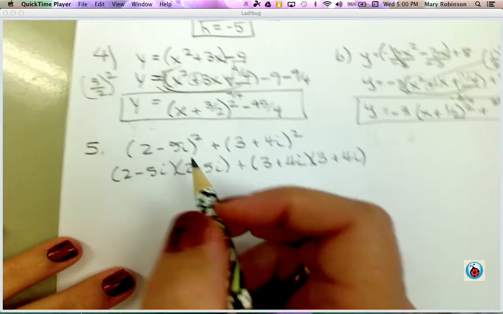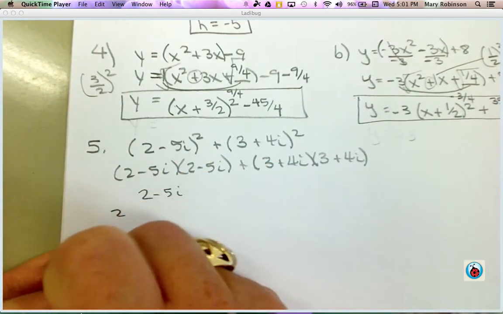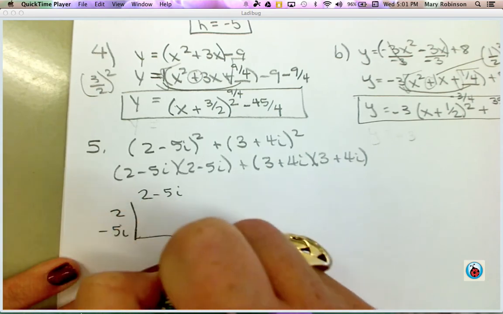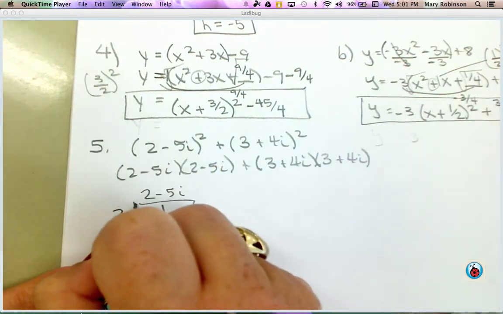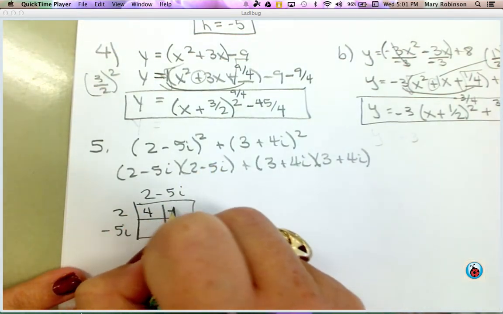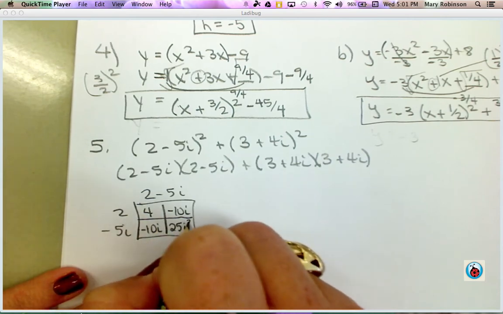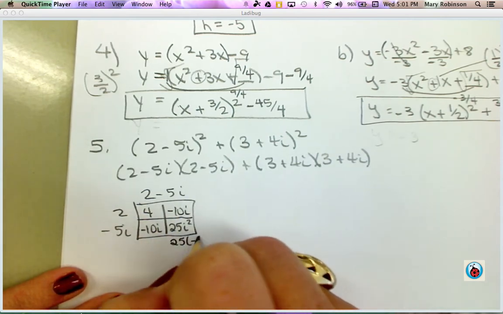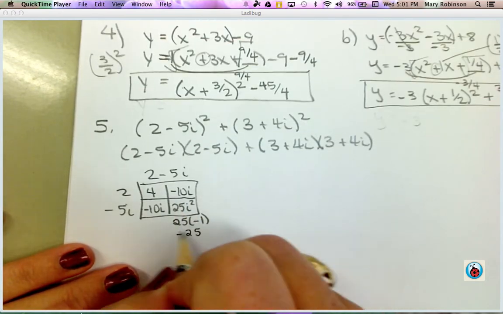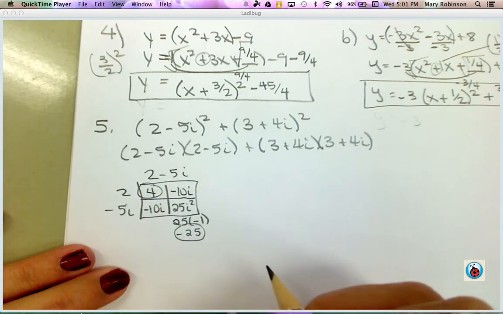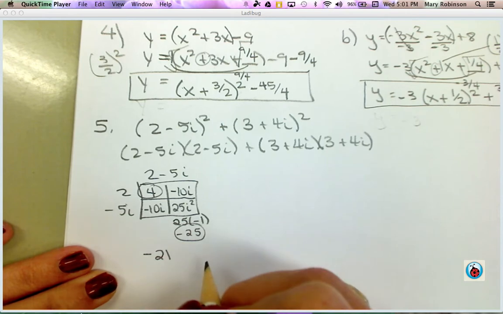All right, so when I multiply this out, I'm going to do the box method to help some of you out that I've encouraged to do that. You don't have to, as long as you get all 4 terms right and simplify correctly. So when I multiply, I get 4 minus 10i minus 10i plus 25i squared. Remember that i squared is negative 1, so this value in this corner is really negative 25, which you need to combine with 4. So 4 minus 25 is going to give us negative 21.